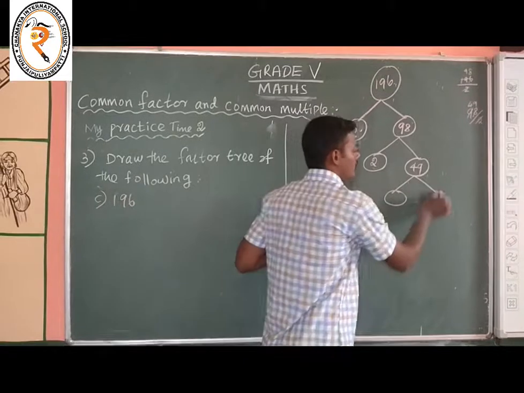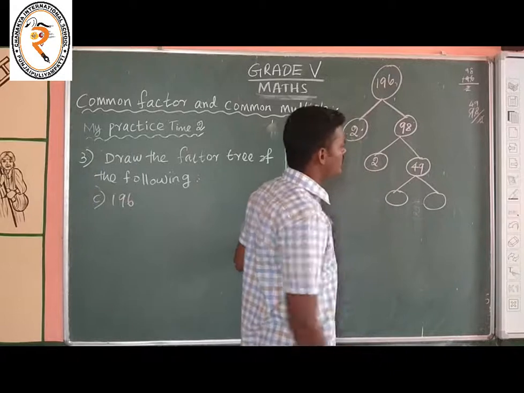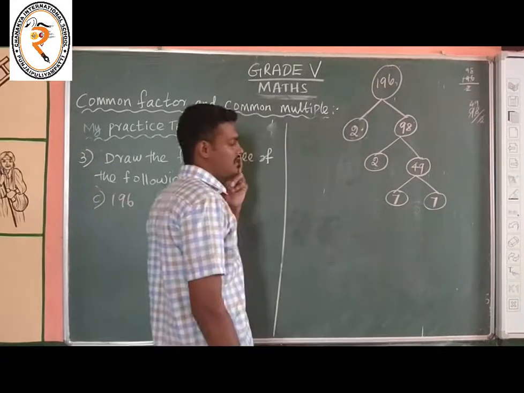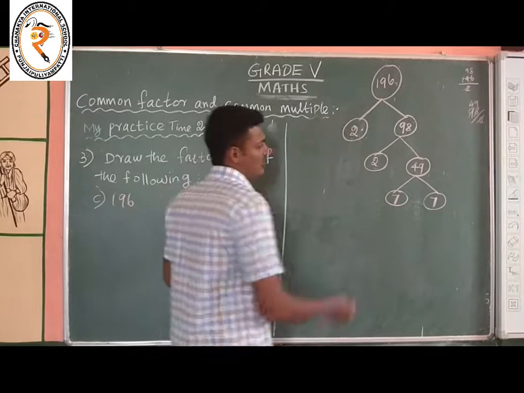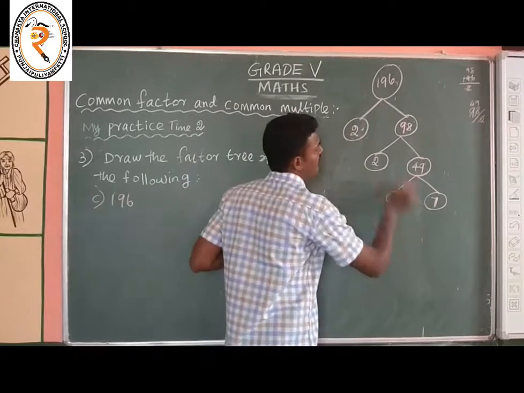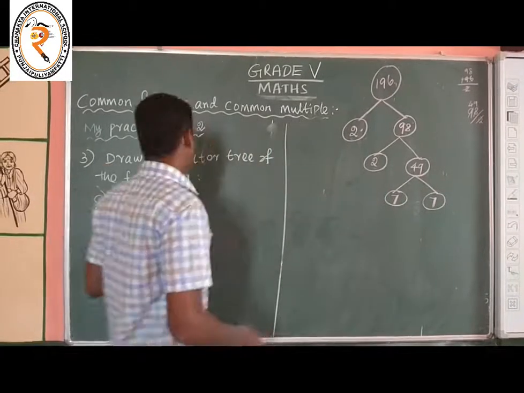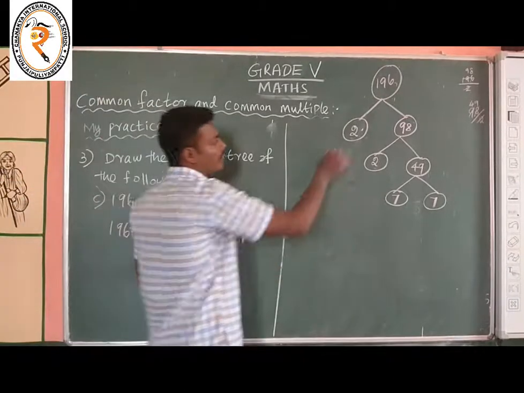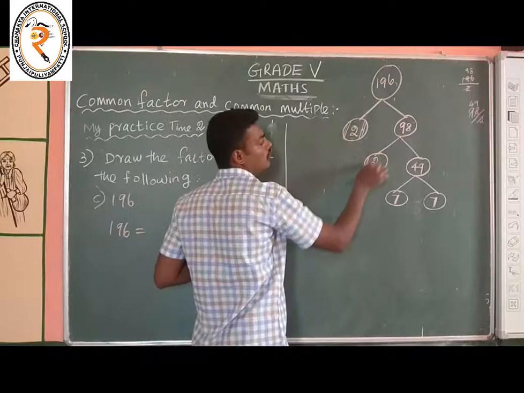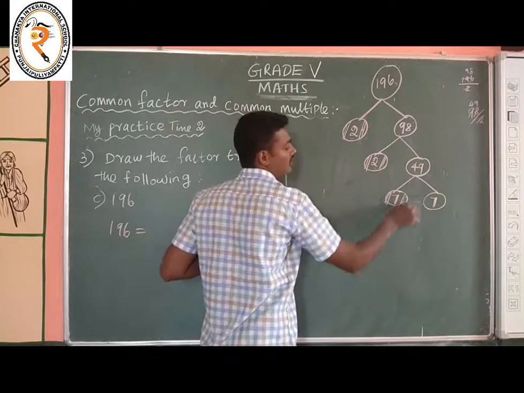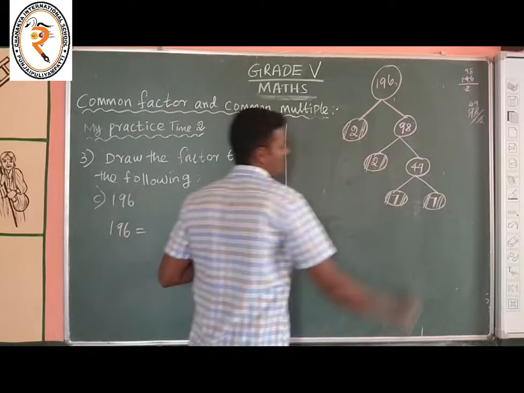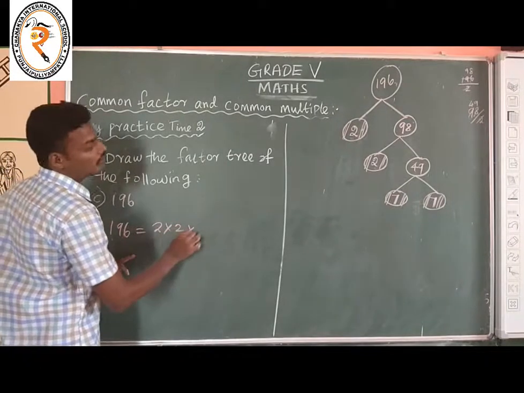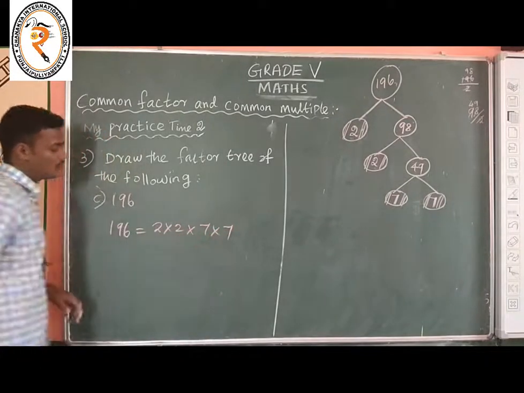So in the seventh table, 7 sevens are 49. So 7 is a prime number. 7 is also a prime number. So it is completed. So we write 196 equal to prime numbers 2, 2, 7, 7. So 7 and 7 are prime numbers. So write 2 into 2 into 7 into 7.